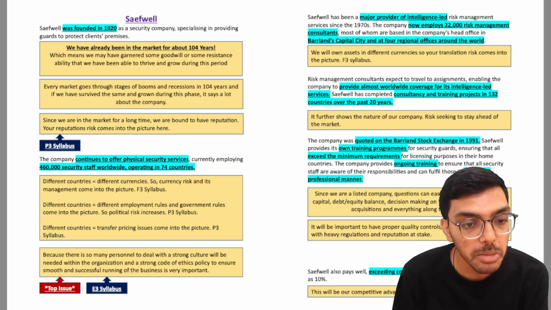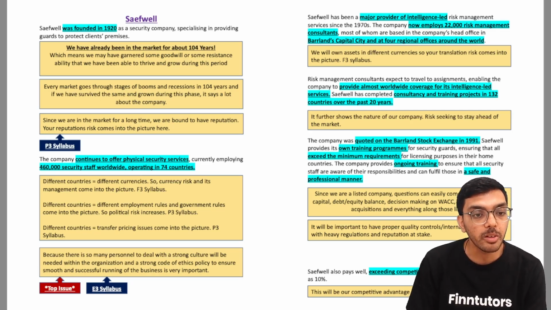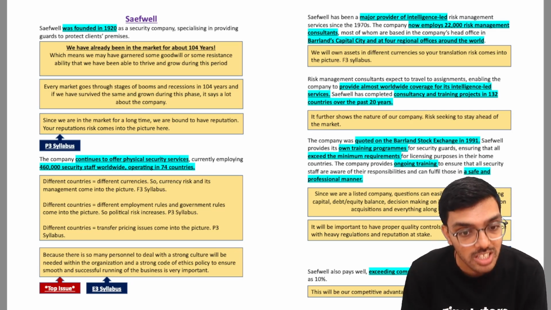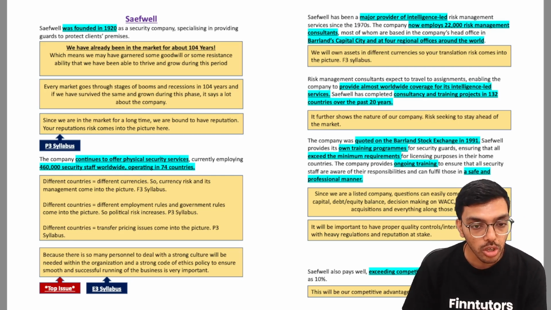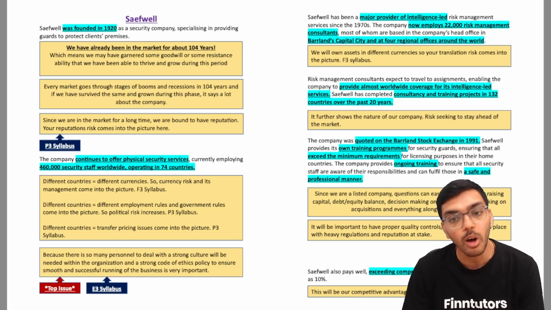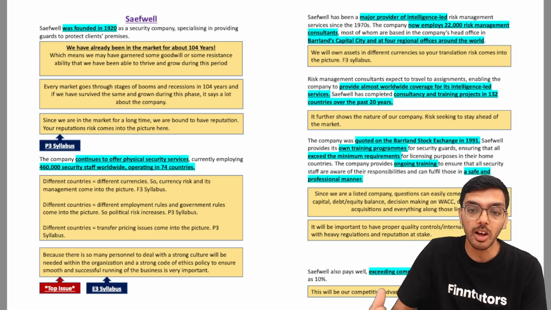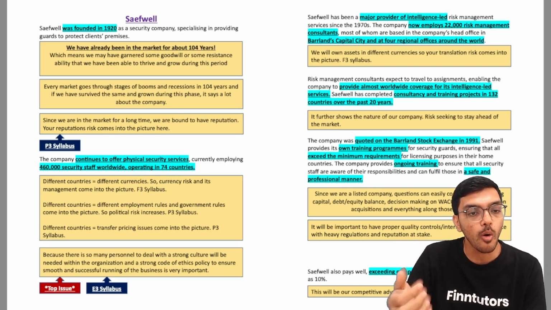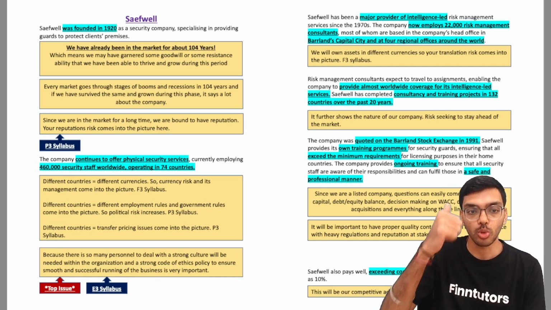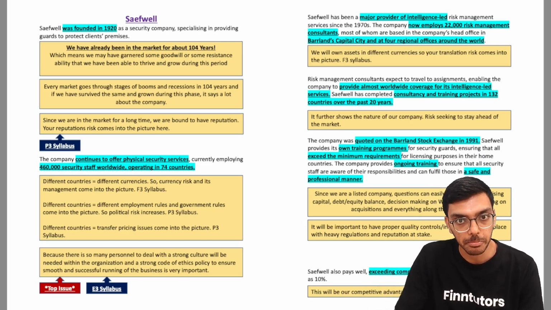And because there are so many personnel to deal with in your organization, a strong culture will be needed within the organization and a strong code of ethics policy to ensure smooth and successful running of the business. The CIMA code of ethics is a sure shot question in the exam. Some way, somehow they are going to ask it. So it's best that you revise it at this stage, because for your company, ethics is going to be a major consideration because of the large size of operations. So currency risk and ethics, both are top issues which I feel are going to come up.